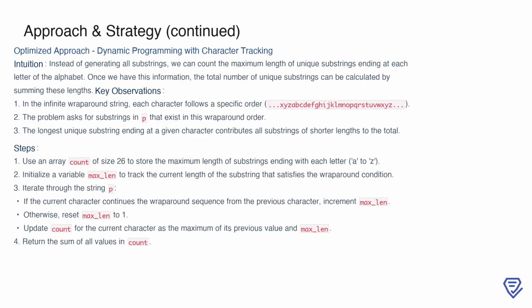When the current character continues the wraparound sequence from the previous character, we increment max_len. If it doesn't, we reset max_len to 1. For each character, we update the corresponding index and count with the maximum value between its current stored length and max_len. Finally, the result is simply the sum of all values in the count array.